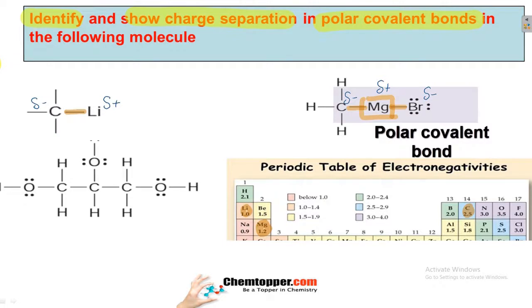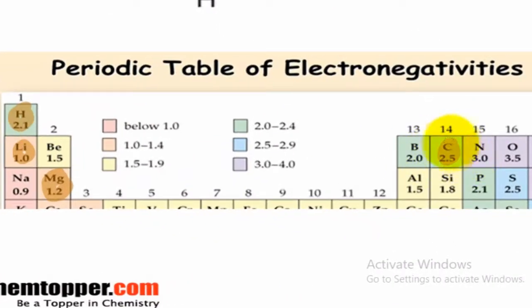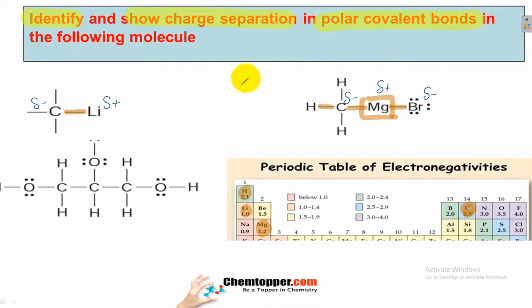Okay, now let's try to understand the polarity of carbon-hydrogen bonds. Hydrogen is less electronegative than carbon, but the difference in electronegativity here is very less. It is 0.4. So it is less than 0.5. It means carbon-hydrogen bond falls in the category of non-polar. There is no charge separation in this chemical bond.